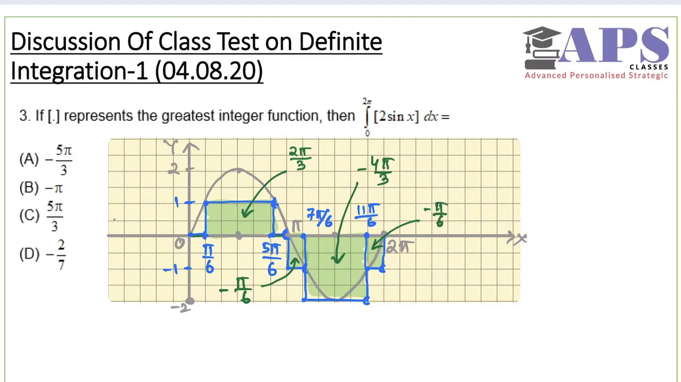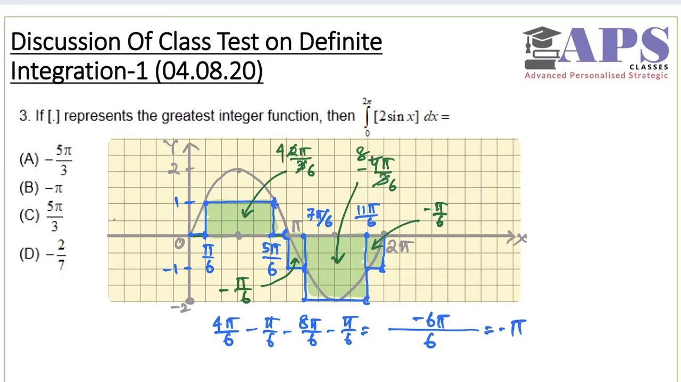So we can now simplify it. Instead of writing 2 pi by 3, I can also write 4 pi by 6, then it will be easy for us to calculate, and this one will be 8 pi by 6. So now if I add them, I am getting minus 4 pi by 6, minus pi by 6, minus 8 pi by 6, minus pi by 6. So 6 is the LCM, and there I will get minus 6 pi. So minus pi will be the answer here. So option B is correct.